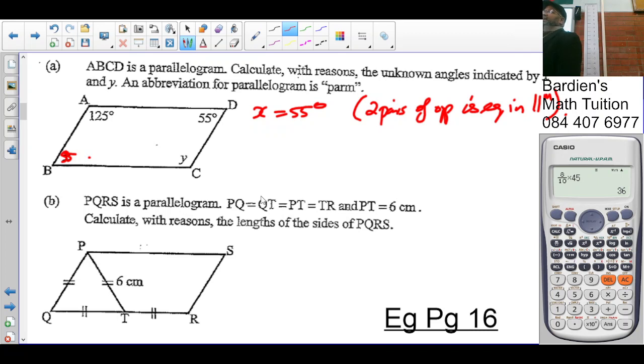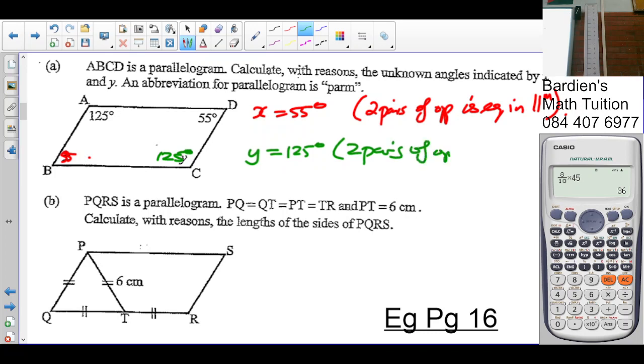Okay. How do you calculate y? y is 125. Why? So y is equal to 125. Two pairs of opposite angles equal in a parallelogram. You guys understand? Why are you writing it in your book on page 16? Okay, nice. You're right.